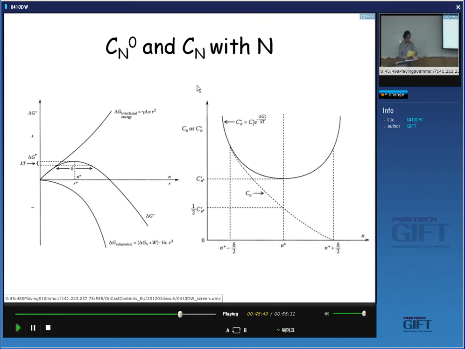How do we derive this one? How can we derive it? I wrote it down, so do not forget it. Here, Cn naught is the number of clusters with n atoms under imaginary equilibrium.